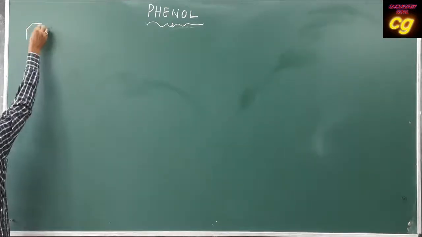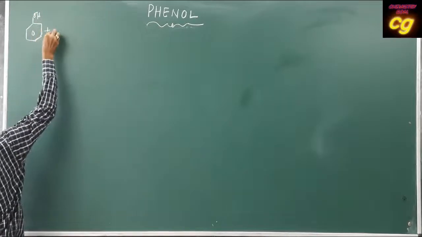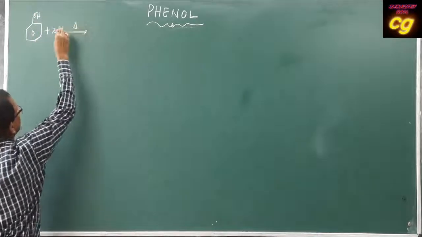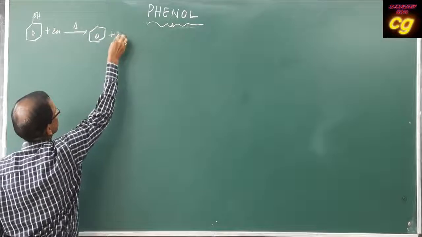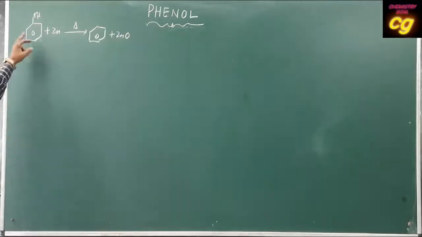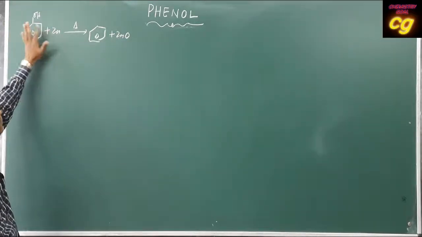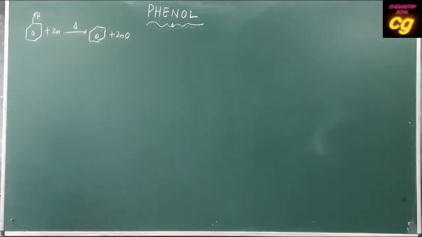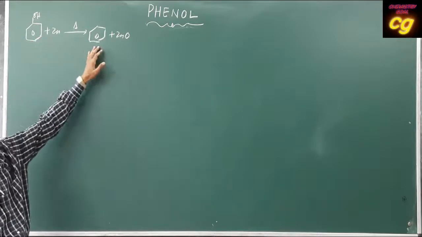Phenol reacts with zinc metal on heating to produce benzene. This is the reaction of the OH group of phenol. The OH group of phenol is removed, producing benzene and zinc oxide. In this reaction also, there is a reduction; here phenol gets reduced to benzene.